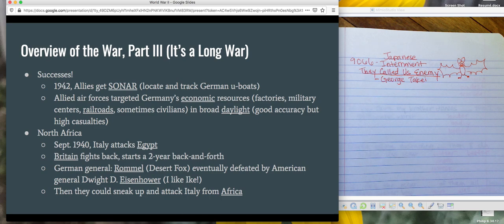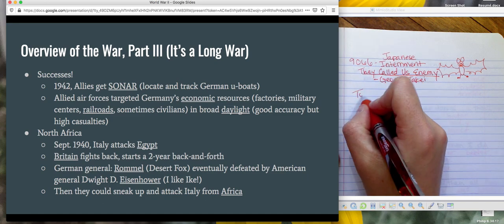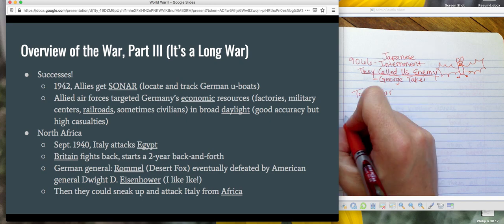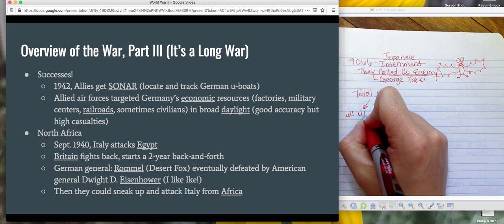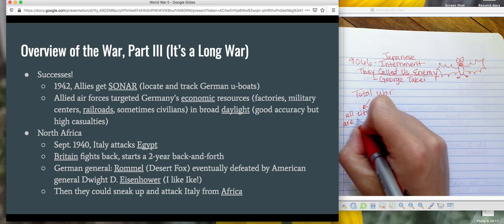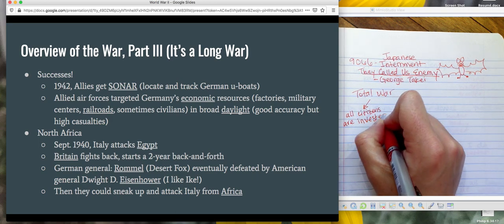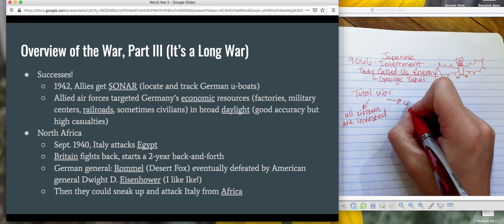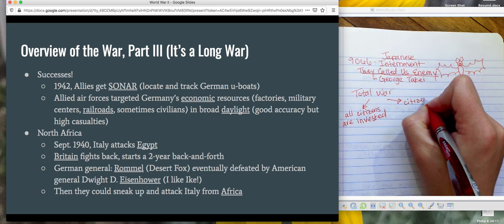The Allied air forces also start targeting Germany's economic resources. So again, this is another example of total war. Total war has several meanings. Total war can mean that all the citizens are invested. So everybody is helping out and everybody is pulling together, but also citizens are casualties.